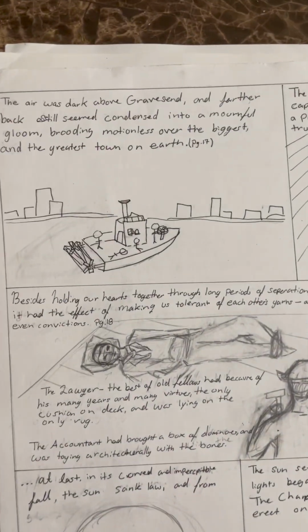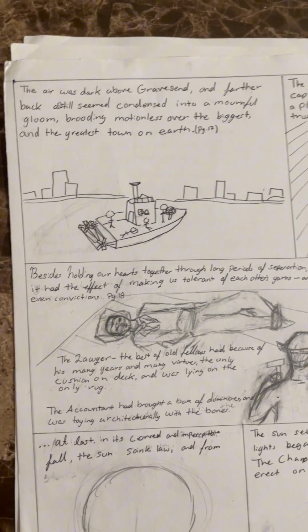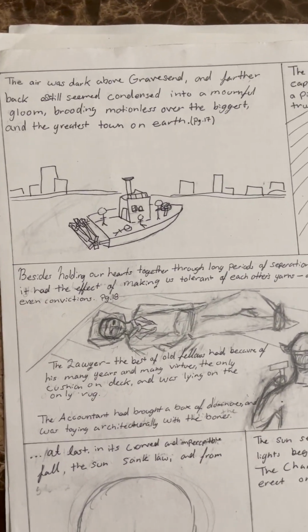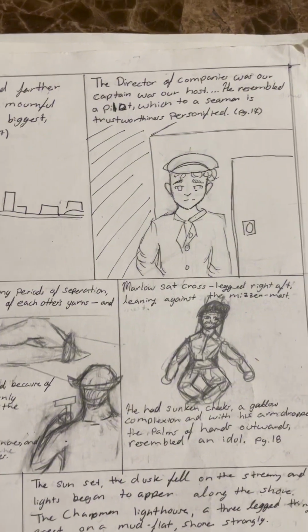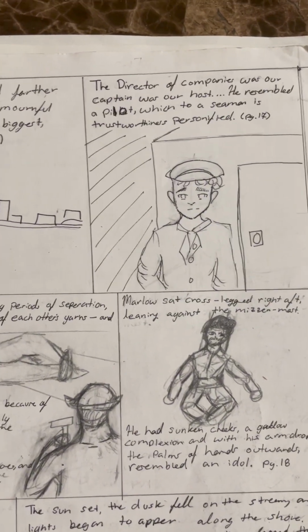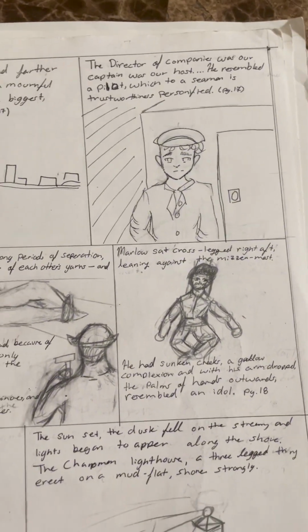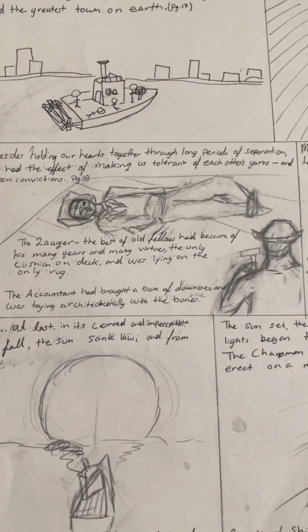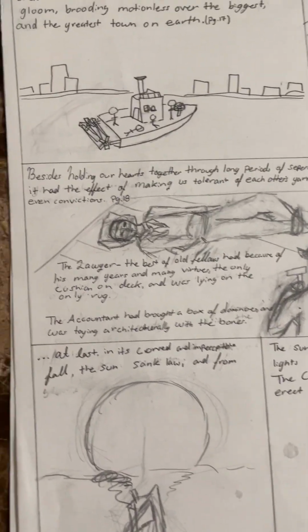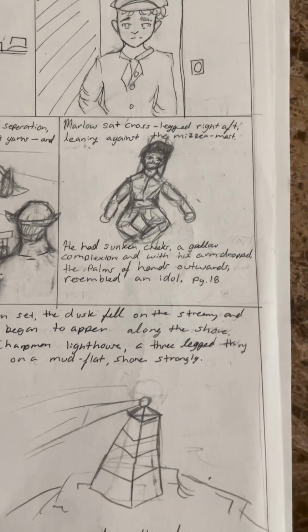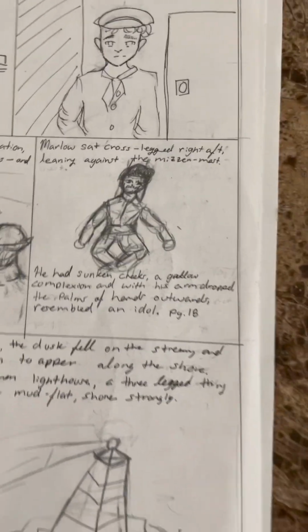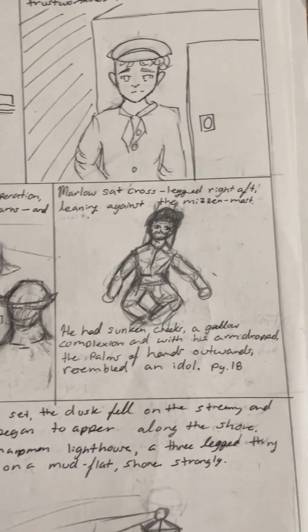The opening scene lays out as Marlowe is driving the Nelly down the stream. We are then introduced to the director and given his characteristics. Then we are introduced to two other characters, the lawyer and the accountant. Then we are introduced to our main protagonist, Marlowe.